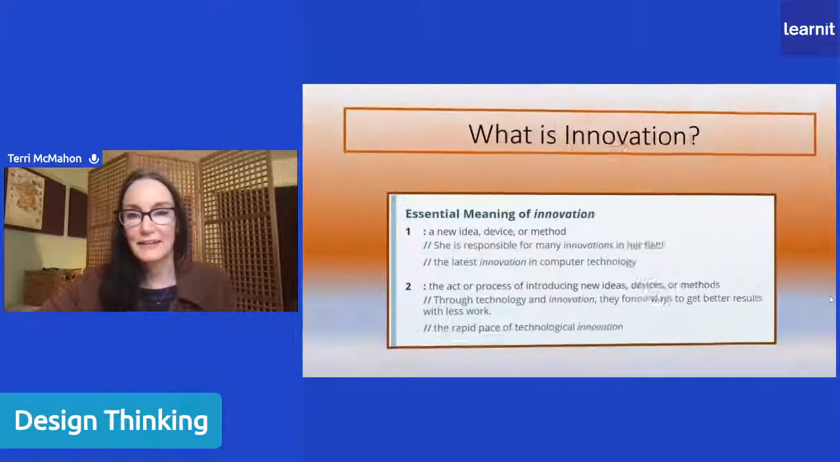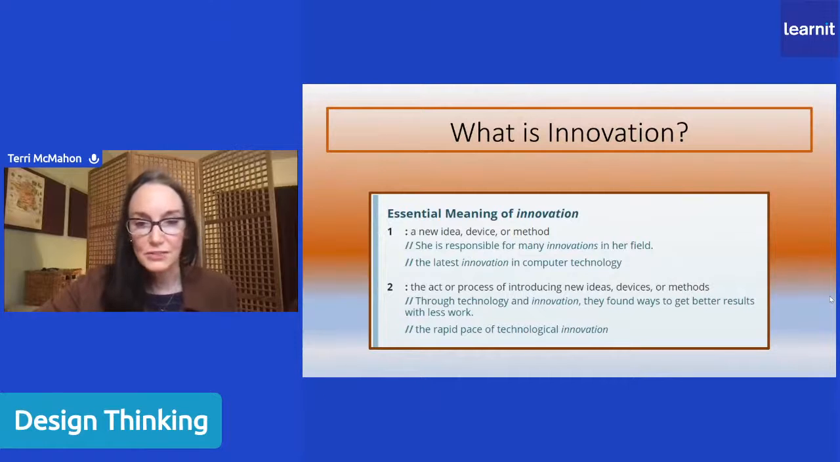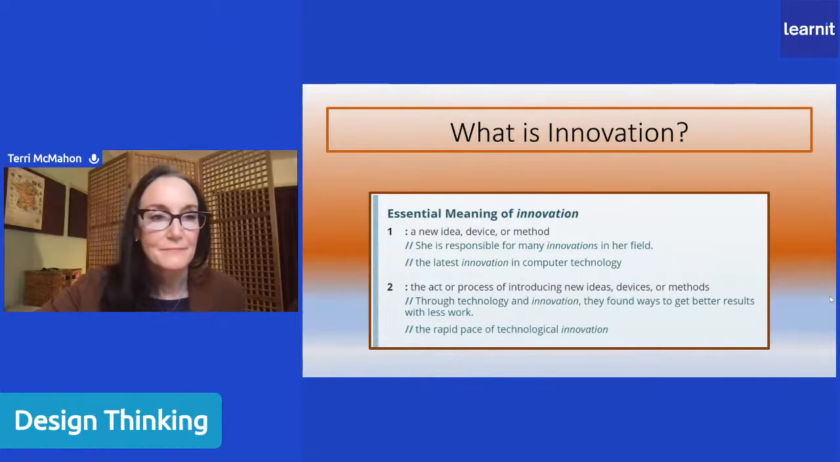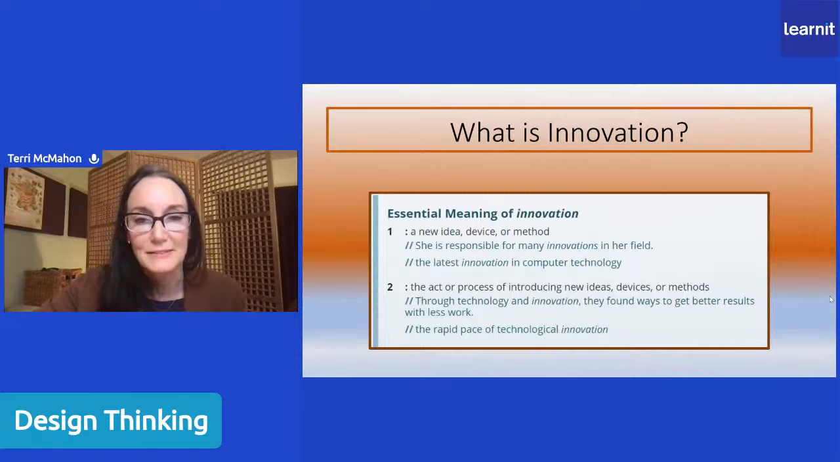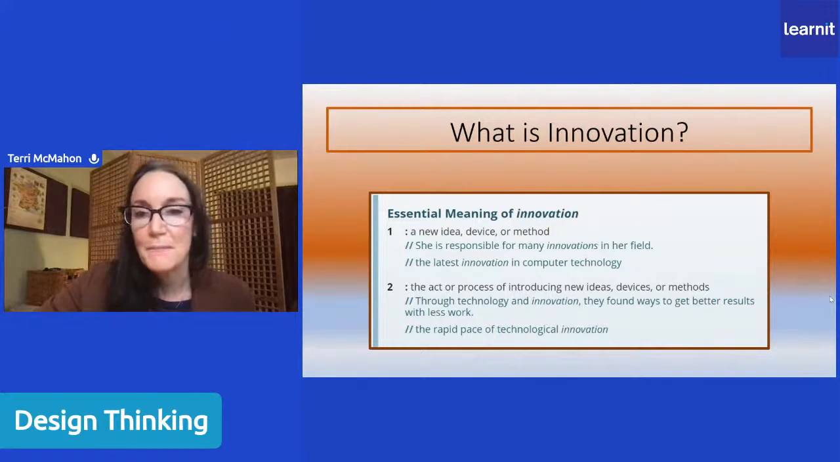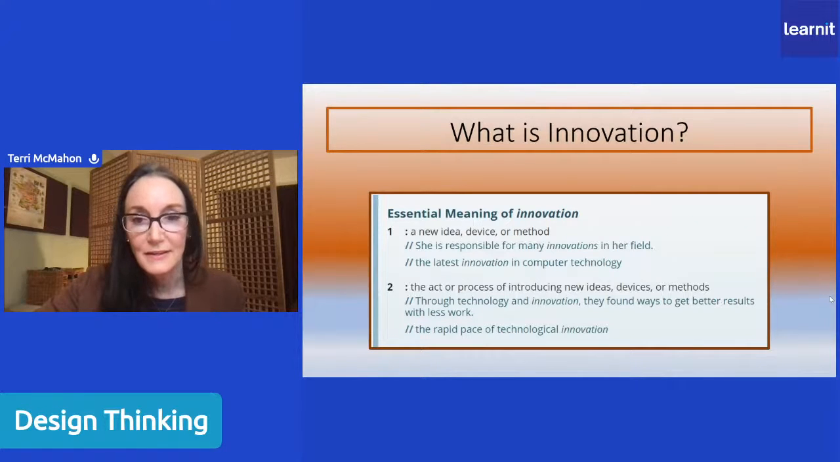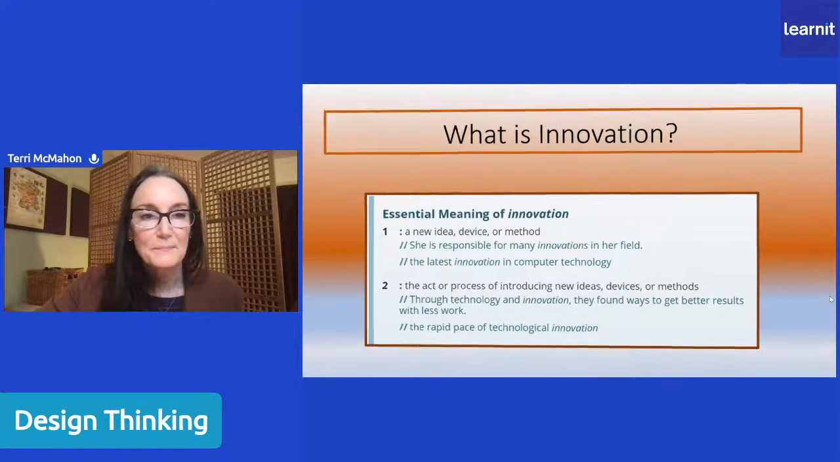But let's look at the next slide. What is innovation? If you look up innovation in the dictionary, this might be what you'll find. There's lots of different definitions, but it's a new idea. It's a new device. It's a method. It's the act or process of introducing new ideas. There are many definitions. Here's one I like. This is the next slide.